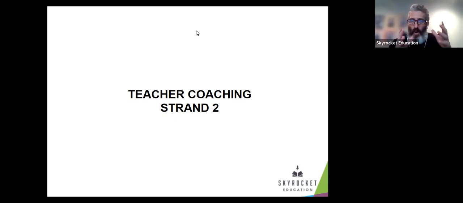But it's that exemplar response, that's Skyrocket 2.2, right? Is there an explicit model in 2.0, which is Skyrocket 2.6? Are we giving kids enough time to practice, which is Skyrocket 2.8? Are we checking for understanding and actually doing something with it?